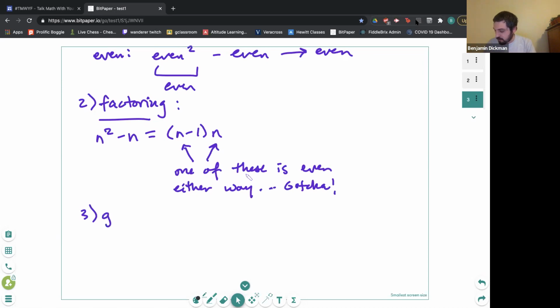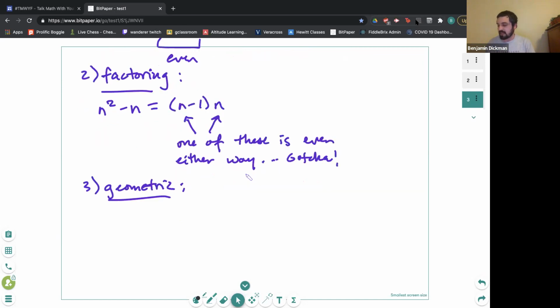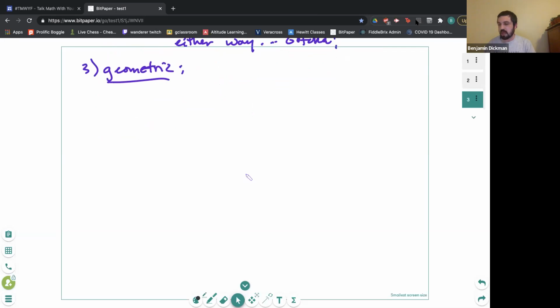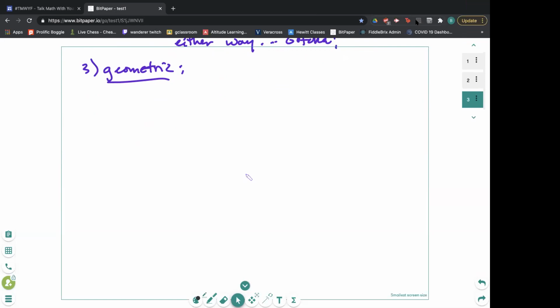Okay, the third one, geometric. This happens if you teach high school all the time. People say, did you know that there's an algebraic representation and a geometric representation? Oh, okay. All right, well, what is it here? Does anyone have an idea about how to represent n squared? How would you do that? With a square. Yeah, I would draw a square. It's a good idea.